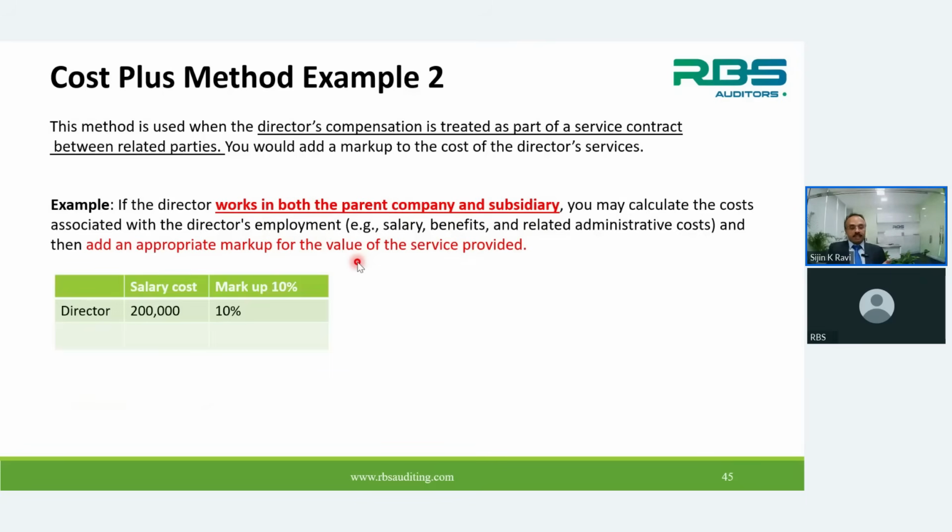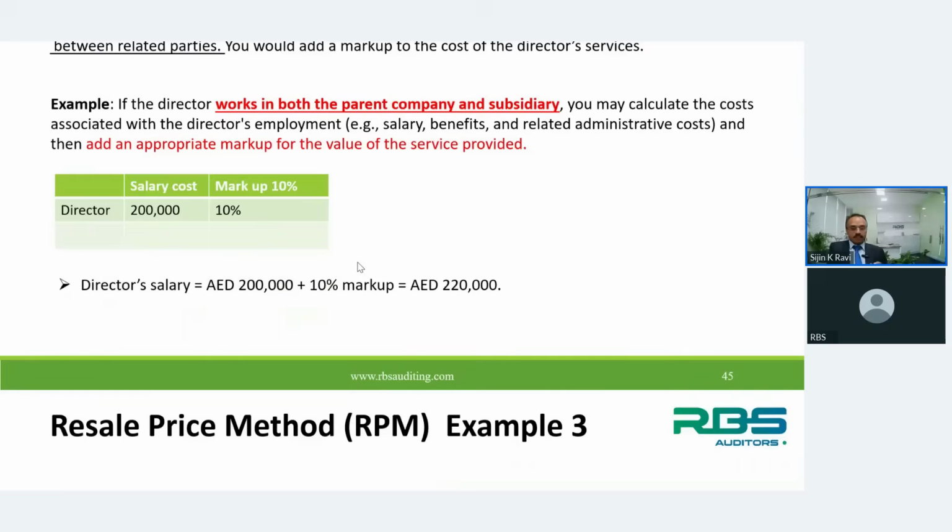For example, if the director salary cost is 200,000 and the markup is fixed at 10%, then the salary will be 200,000 plus 10% markup. So you have to understand how the structure works, how the entity is working between the related parties. Then you have to fix the contract. Then how much time is involved in that? Whether your price is inclusive of markup, whether your cost is contributing to the markup of that product, then you can apply a 10% markup to that category.